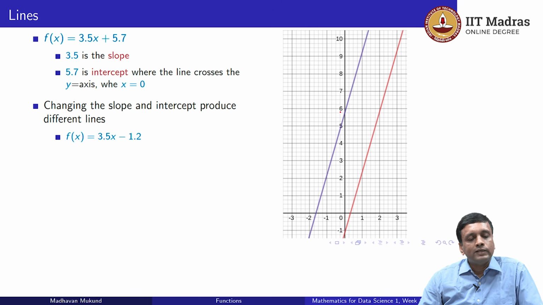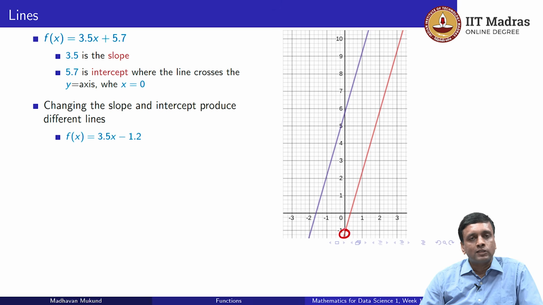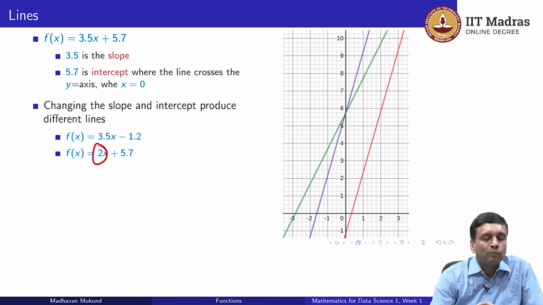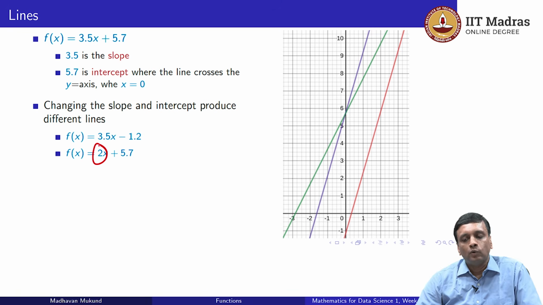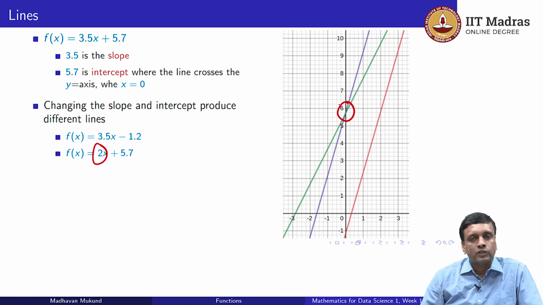So for instance, if we change the intercept and keep the slope the same, then we get a line which has the same slope. It is parallel, it's at the same angle, but now the intercept is minus 1.2. So it crosses the y-axis lower, so the whole line is shifted down. On the other hand, if we keep the intercept the same, but we change the slope, we get a different slanted line. So here we have reduced the slope from 3.5 to 2, so it is a shallower line, and the green line passes through exactly the same point 5.7 as the previous one, but it has a shallower slope.